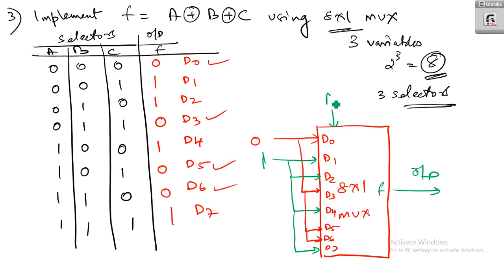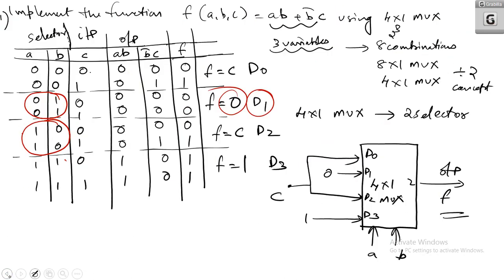Circuit switches are A, B, and C. These are the three selectors. Okay. So I think you have got the concept of how to realize a given Boolean expression using a multiplexer. Okay. So in this lecture, the first expression you dealt with is A, B, or B bar C.